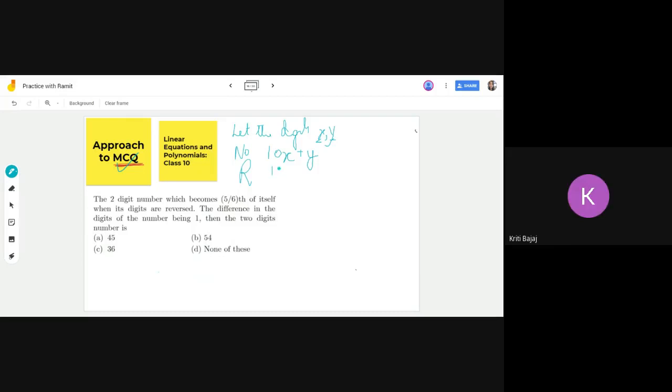10y plus x. Absolutely. Now, in the first equation, there's a connection between the number and its reverse. What is the connection between the first and the second? They're completely the opposite of each other. That's okay, but please read the first statement. The two-digit number becomes 5/6 of itself when the digits are reversed. So what do you suggest? This number becomes 5/6 of itself when the digits are reversed.